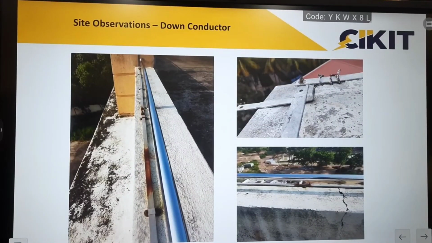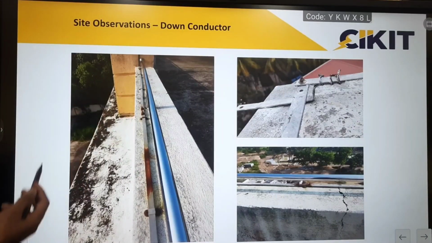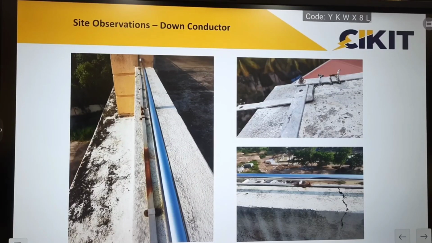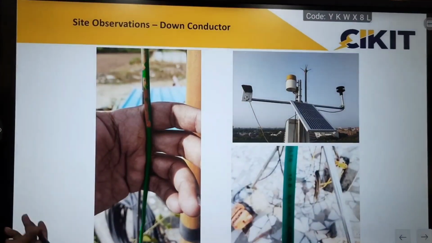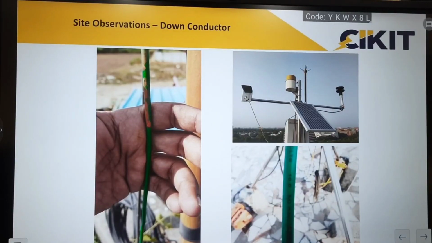So these are some of our site observations. In the first image, you can observe that there was no equipotential body, and the bolted nuts and screws were found corroded. In the second image, there was no proper joint at all. Here they have used a conductor of the lowest cross-sectional area.